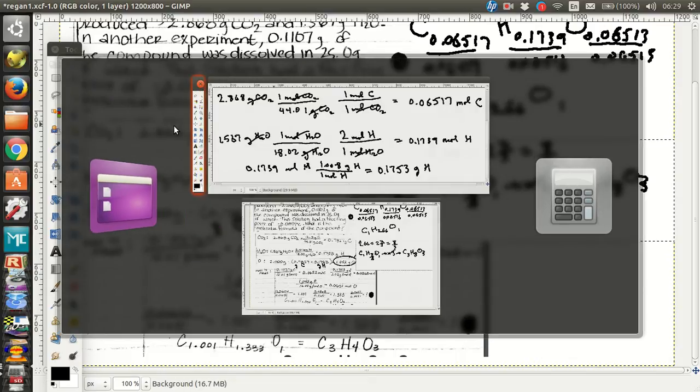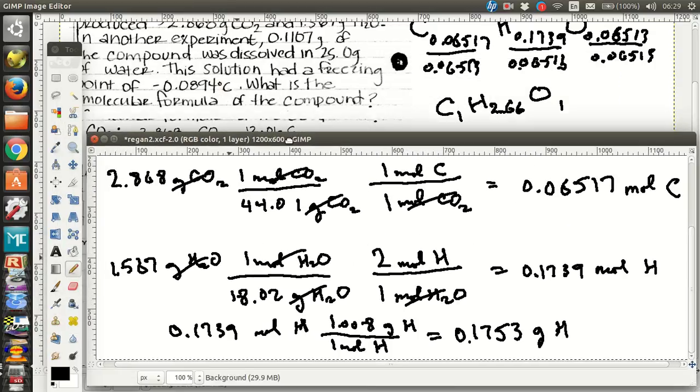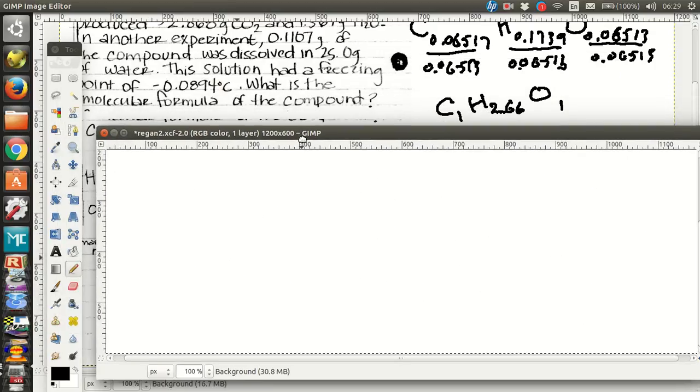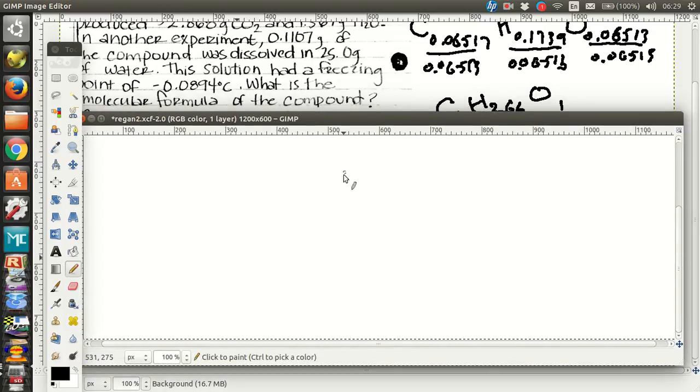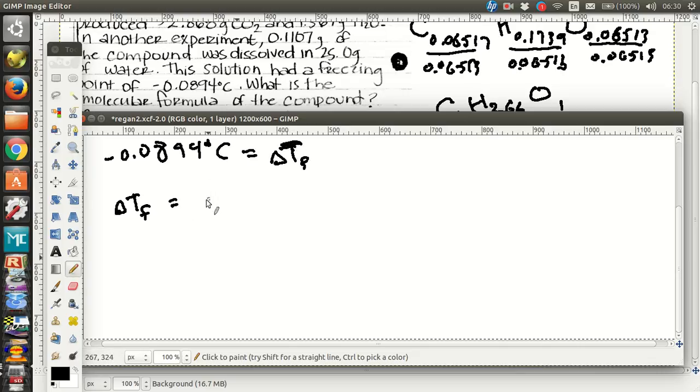Now, real quick, the molecular formula is found like so. They have given you a freezing point depression of negative 0.0894. They dissolved the compound in water, and the freezing point of water went down from 0 degrees Celsius to this temperature. This is known as freezing point depression, given by this symbol. And freezing point depression is governed by this math formula. A constant for water, it is 1.86 times the molality, which is moles of solute over kilograms of solvent.